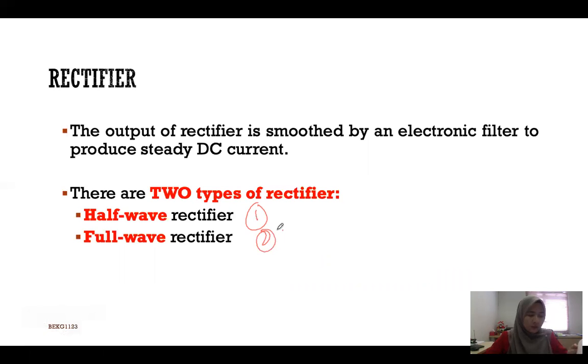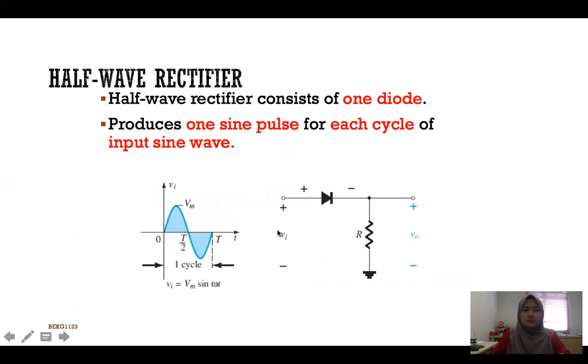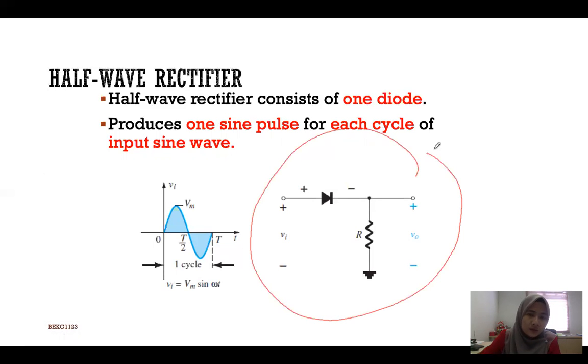What is half wave rectifier? So now let's look at half wave rectifier first. So half wave rectifier circuit consists of one diode. Okay, so this is the half wave rectifier circuit. It uses only a single diode. So it produces one sine pulse for each cycle of input sine wave.